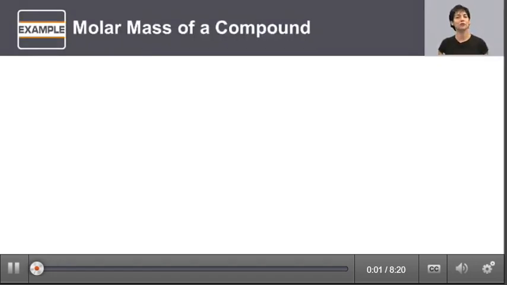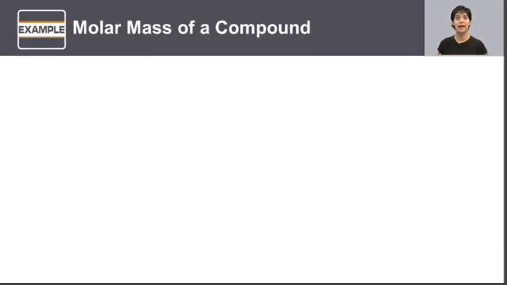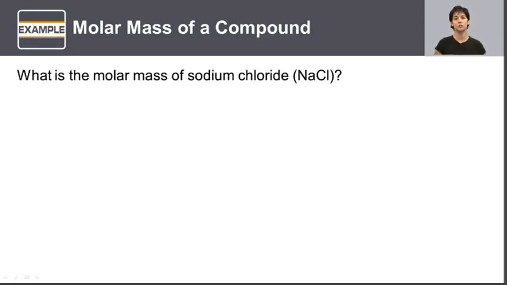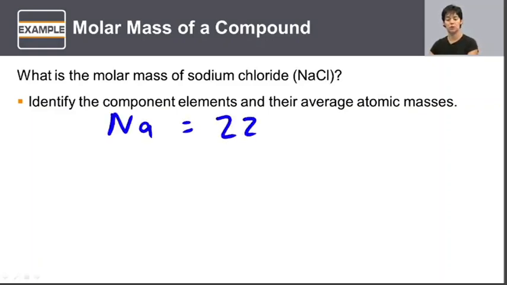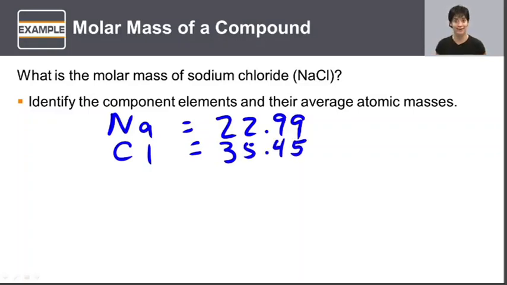So how do we work out the molar mass of a compound? Okay, let's take an example. Let's look at sodium chloride. Where do we start? First thing, identify the component elements. So we take the sodium and the chlorine, and we also take their average atomic masses. We have sodium, and that's 22.99, and we have chlorine, and that's 35.45. Remembering we get this information from the periodic table.